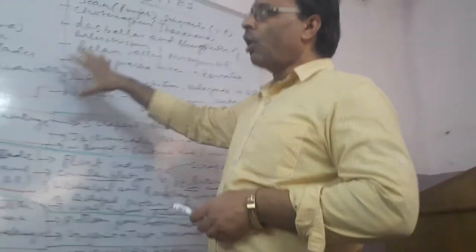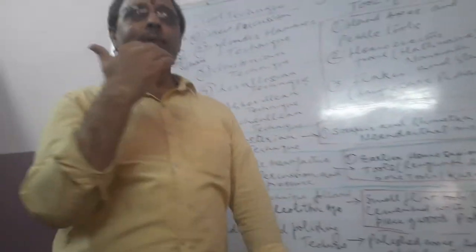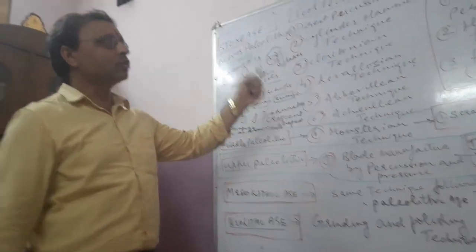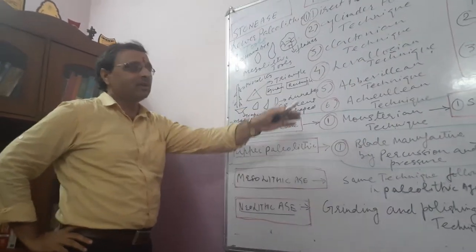So that was all about the Paleolithic age: Upper Paleolithic, Middle Paleolithic and the Lower Paleolithic age. What were the sites, what were the tools, and what type of techniques they used during that particular time, that we have discussed here.